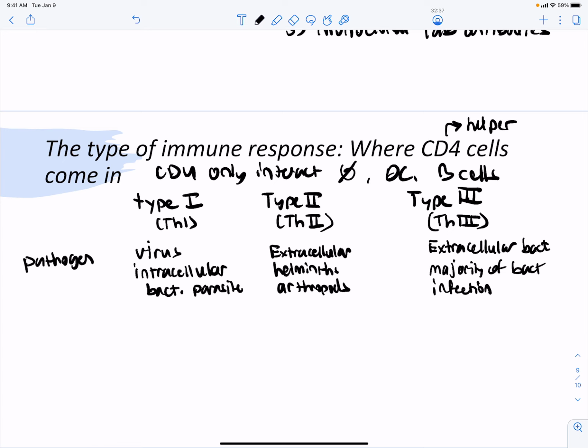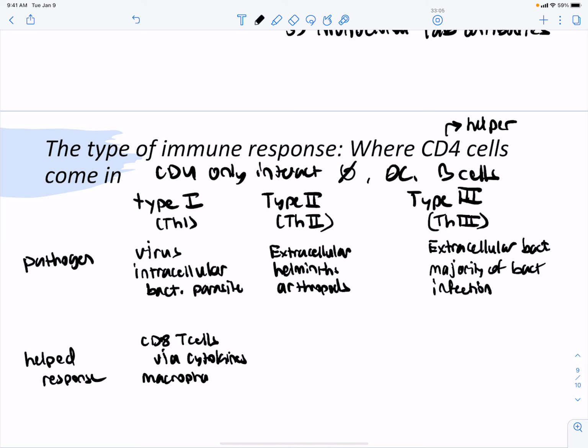And so the response, the helped response, is going to be CD8 T cells via cytokines. So remember, CD8 T cells cannot interact directly with CD4 T cells, so CD4 T cells have to communicate, and they release those proteins to communicate with CD8 T cells. Macrophages, and this is direct help, and B cells, and this is direct help, because B cells and macrophages can both interact with your CD4 T cells.